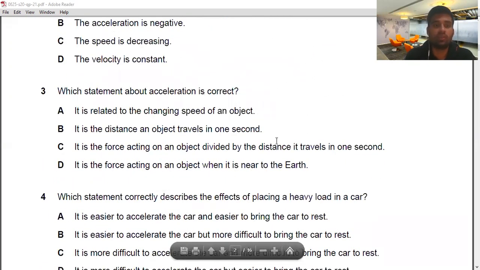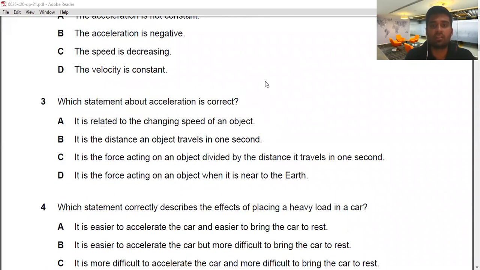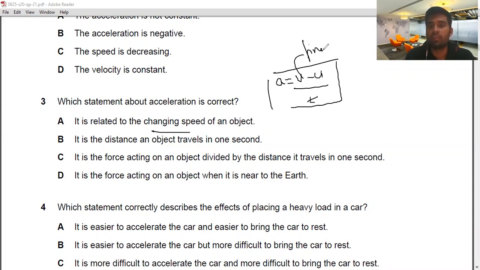So the next question is, which statement about acceleration is correct? So it is related to changing of speed, correct? The formula for acceleration is what? A is equal to V minus U upon T, where V is the final velocity, U is the initial velocity, and T is the time. So definitely acceleration is what? Change of speed. So A is the correct option for 3. Going to the next question.